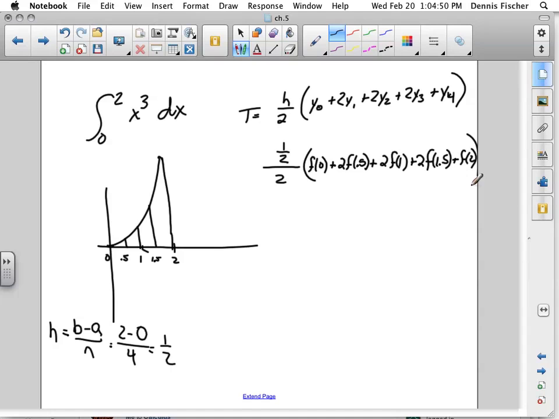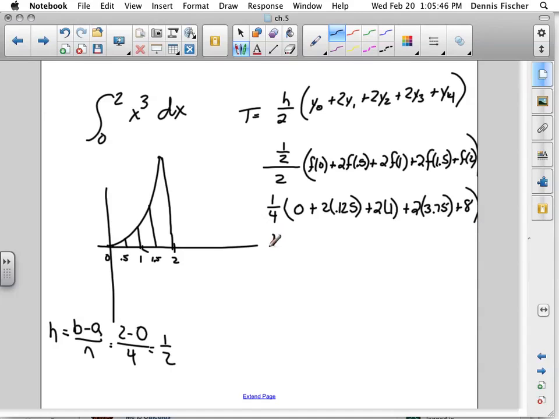So now what I need to do is find these values. f of 0 is not hard to do. 0 is what? 0. So I'm going to put here 1/4 times 0 plus 2 times f of 0.5. Well, f of 0.5 is 0.125, so 0.125. Plus f of 1 is going to be 1, right? Plus f of 1.5, 3.375. Plus f of 2 is going to be 8. So I just plugged these values in for x cubed, correct?